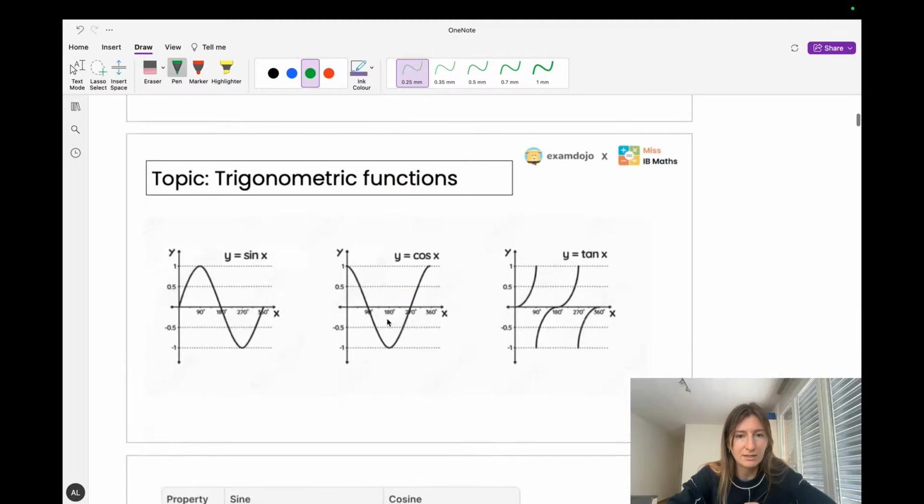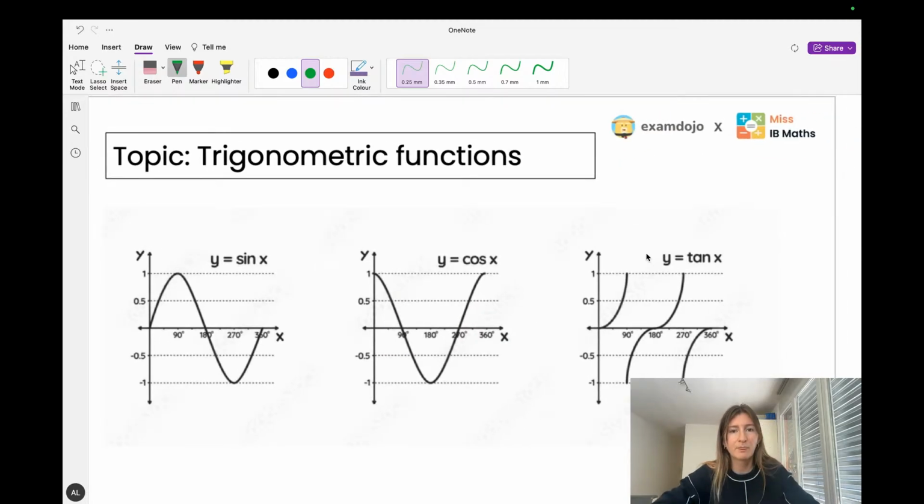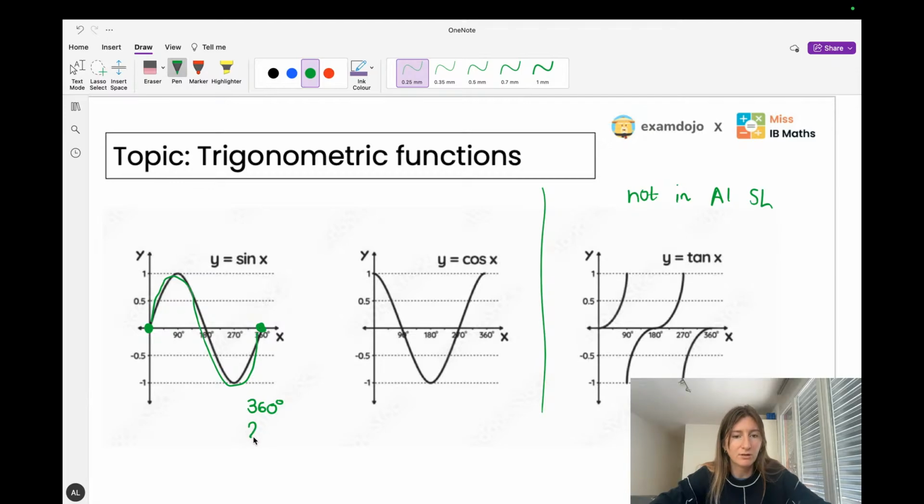Cool. Right, so let's just look at what we have. By the way, this is not in AI SL, no tan, so don't worry about that. But if you're in AA, you need to know all 3. So we have a sine function following this wave, very important, starting at 0, 0. It repeats over 360 degrees. So every 360 degrees, or 2 pi, you get 1 sine function. Again, radians. Anytime I speak about pi, that's not in AI SL. You don't do radians, but you can apply what I'm saying to degrees as well. So it shouldn't be a problem.